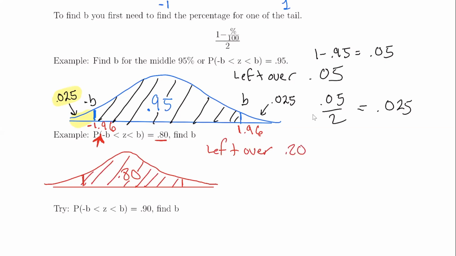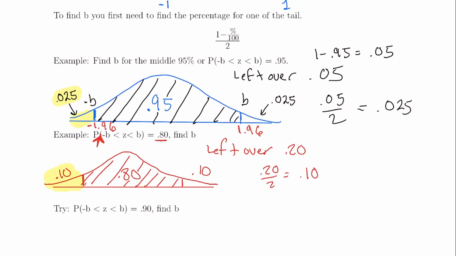But since we have two tails, we want to split that up between the two tails. So we go 0.20 divided by 2, and you get 0.10. So that means this is 0.10, this is 0.10. But technically, we only care about this one, because this is the one that we're going to use in order to find what that Z value is equal to.